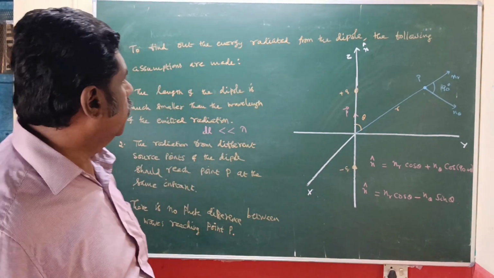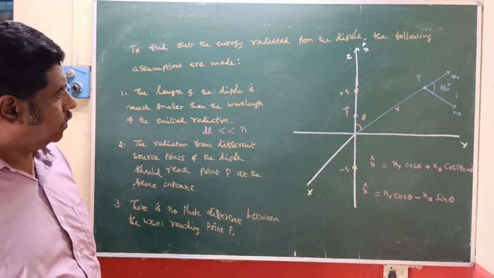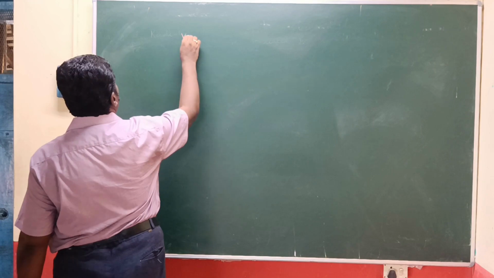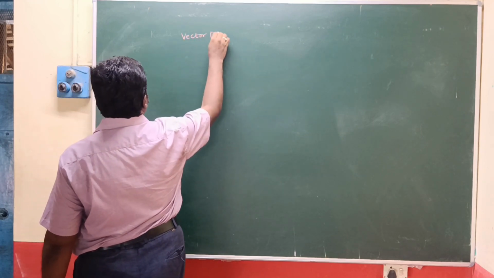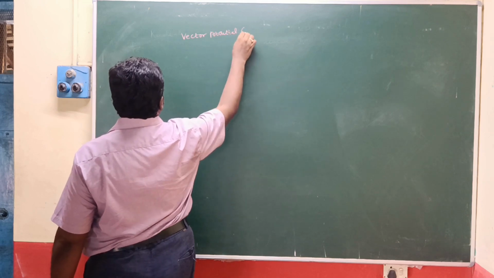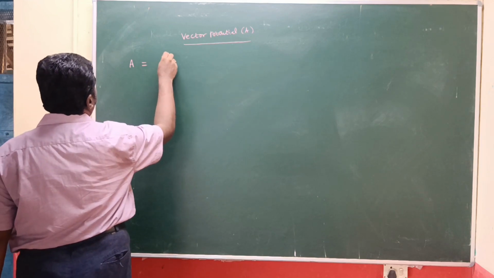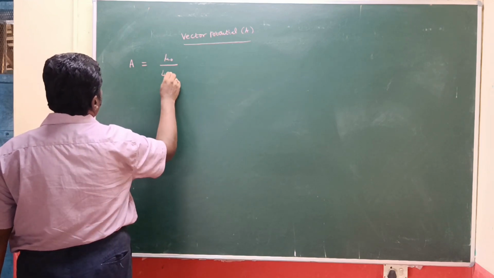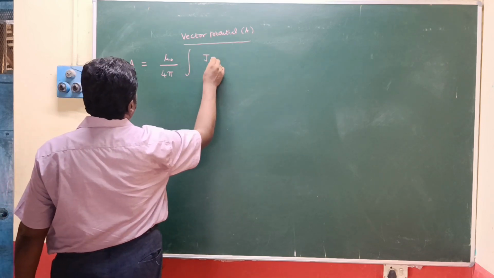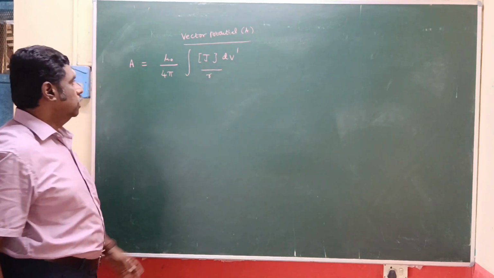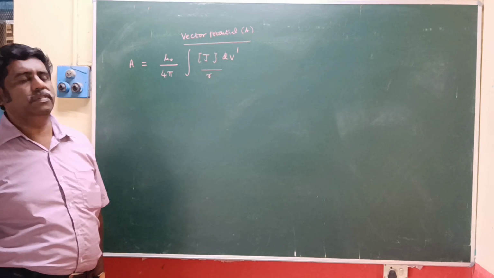Now we have to find out the vector and scalar potentials. Vector potential A is given by the formula A equal to mu naught divided by 4 pi, integral of j dv dash divided by r. Here the square bracket indicates the retarded value, which is subject to retardation.